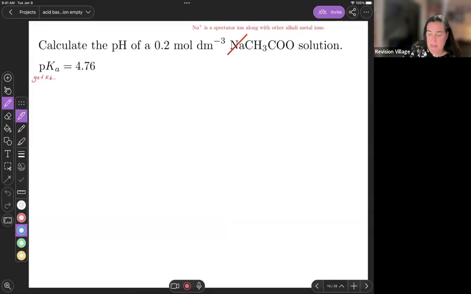Now, I cross sodium out because it's a spectator ion. All of the alkali metals are spectator ions. They will not affect the pH. So if you put Na plus in solution, it will not change the pH. That's because it's kind of a conjugate to sodium hydroxide, which we'll get to in a second.